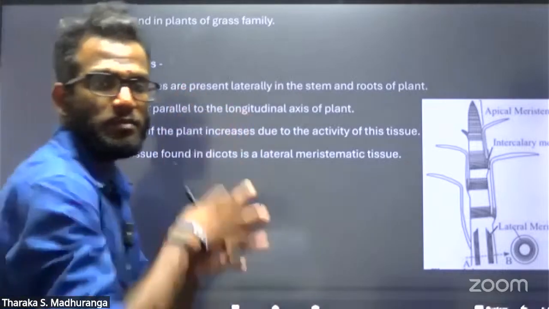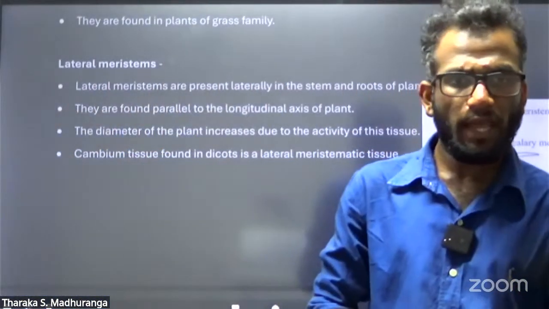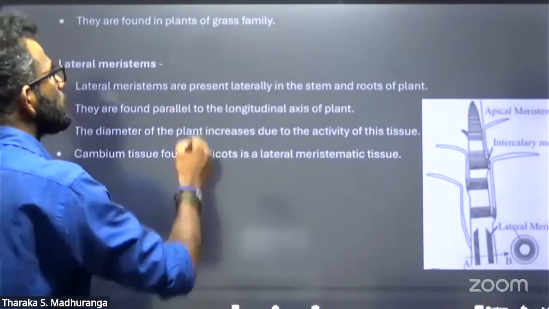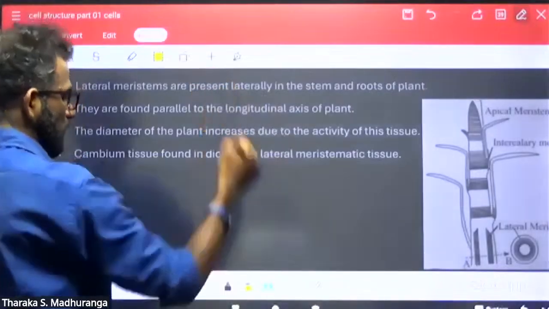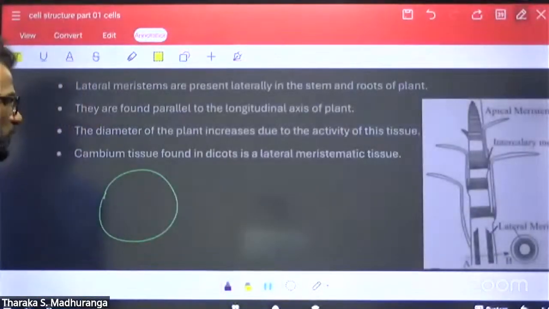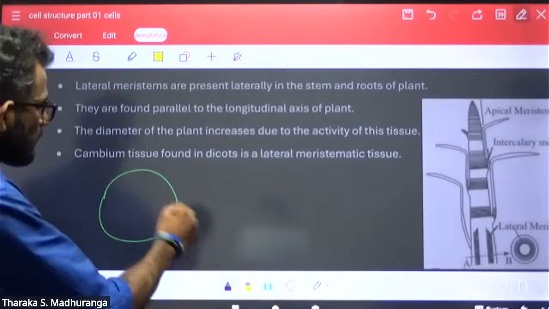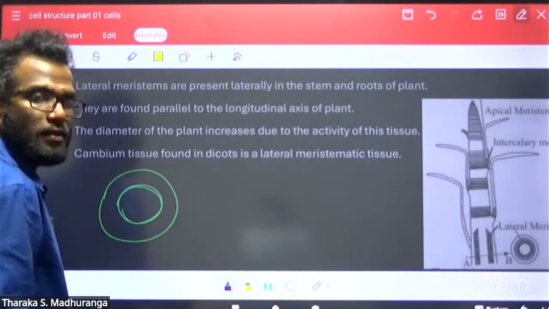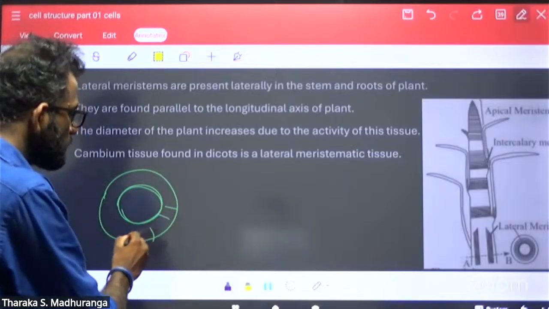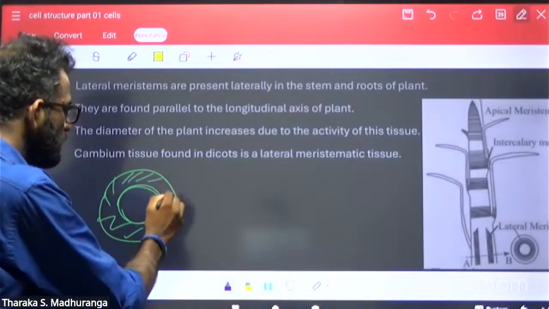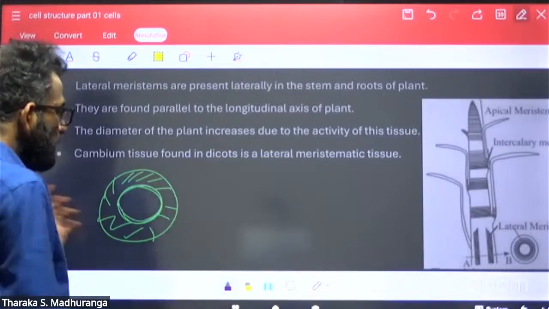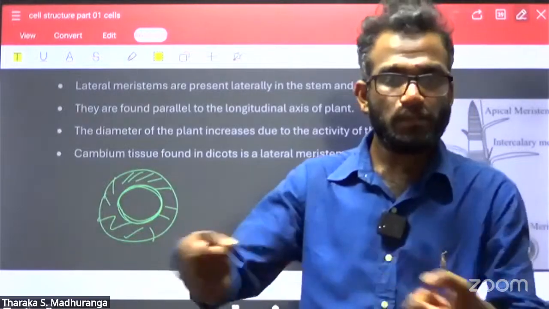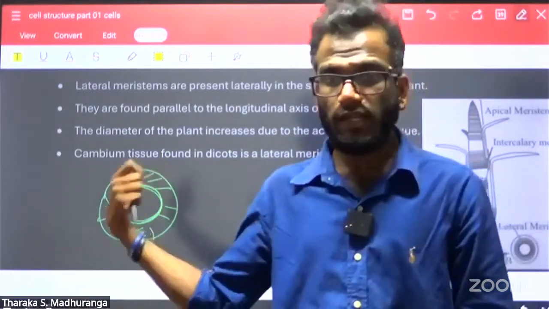The cambium, I think you are familiar. If you take any stem, the internal part, this is the bark area, this is the bark, and this is the cambium. The cambium is present with lateral meristems. Then the diameter of the plant is increasing due to these lateral meristems.